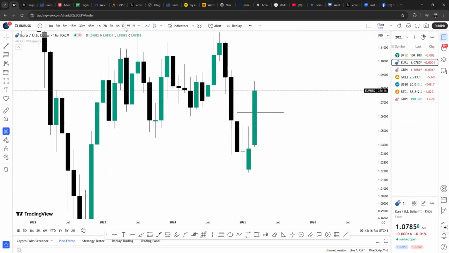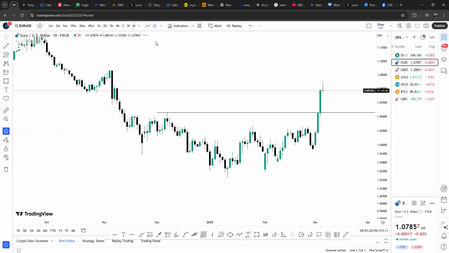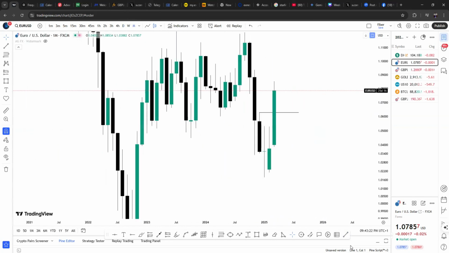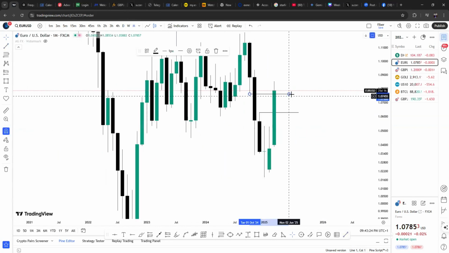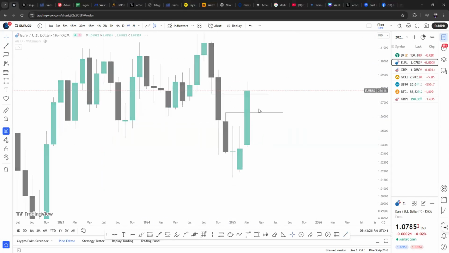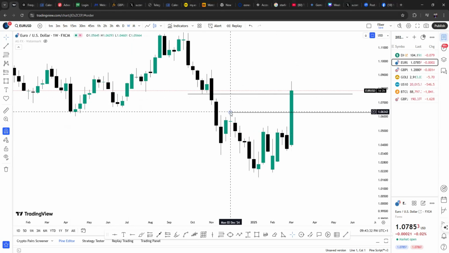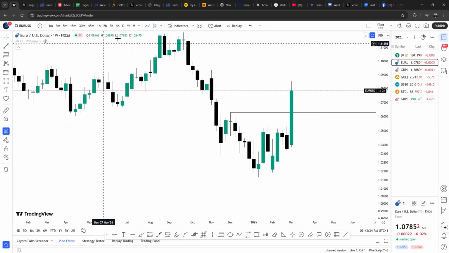So let me just go straight to the daily time frame so that it won't take us much time. But you have to understand that the overall draw on liquidity on this particular trade was based on this Euro USD fair value gap. Even on the weekly time frame, we had price already trying to expand to this particular high, which was our target at the moment.